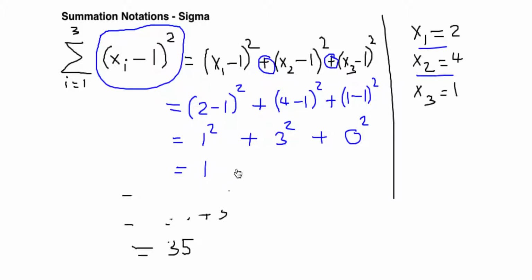So 1 squared is 1, plus 3 squared is 9, plus 0 squared is 0. And now we have 1 plus 9 plus 0, which is 10. So the value of this expression, sigma i goes from 1 to 3 of x sub i minus 1 squared, is 10.